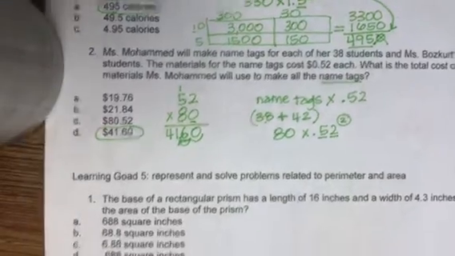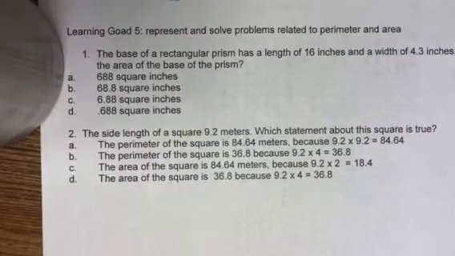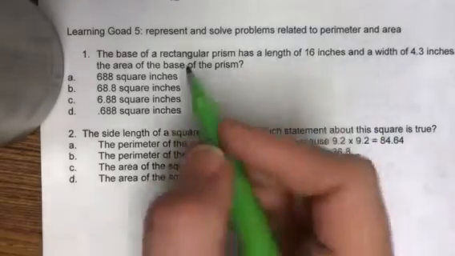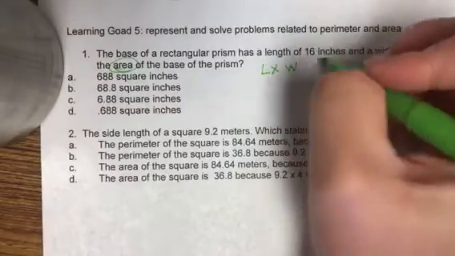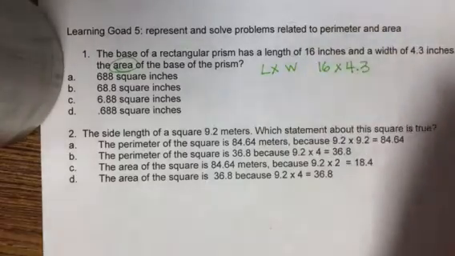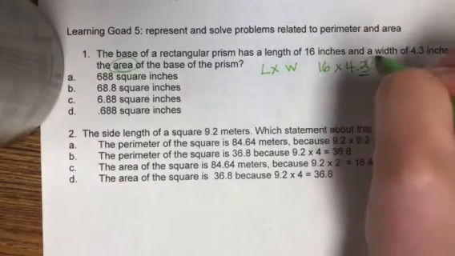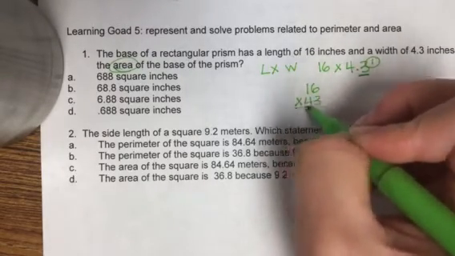Okay, the last thing that we're going to go over is area and perimeter, which you do have your star chart for. So, the base of a rectangular prism has a length of 16 inches and a width of 4 3/10 inches. What is the area? Area, we know on our star chart, says length times width. So this is going to be 16 times 4 3/10. There's 1 decimal in my problem, so there needs to be 1 decimal in my answer when I'm done.